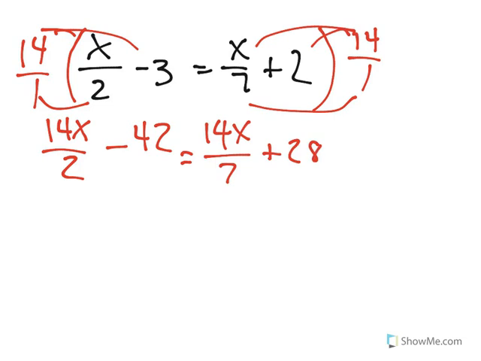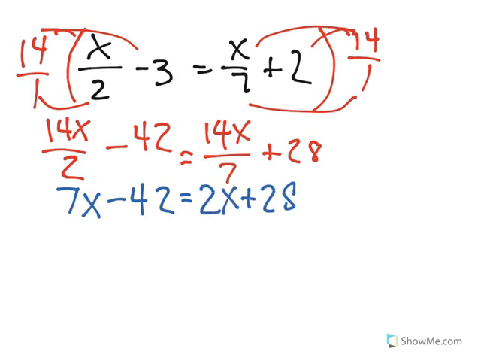Now, those of you that are a little advanced, we probably could cut out some of these steps. I know that if I'm doing x halves times 14, it's really going to be 14x halves, which is 7x. So you don't necessarily need the step that I have there in red. 14 divided by 2 is 7, so we're looking at 7x. 14x divided by 7 is 2, so we're looking at 2x. So now we have a fairly simple equation with variables on both sides.